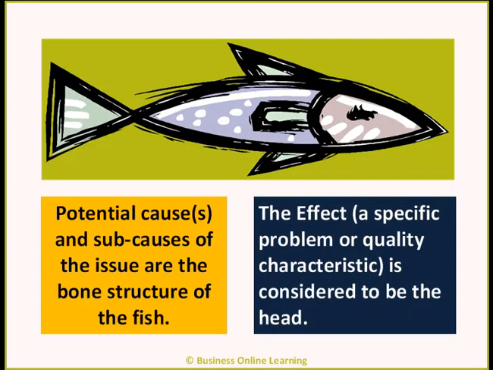The cause and effect analysis is also called the fishbone analysis because of its structure. The effect, which is a specific problem or a quality characteristic, is considered to be the head area. The potential causes and the sub-causes of the issue are then given in the bone structure of the fish.